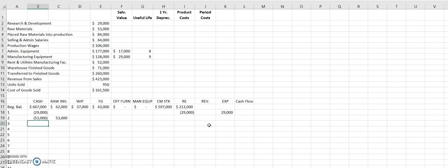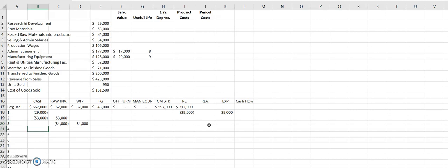Item 3, we placed $84,000 of raw materials into process. So we're going to subtract $84,000 from our raw materials and increase our work in process. Just a shift of that inventory, moving it from raw materials into in process. We took it out of the storage facility and we put it in process.